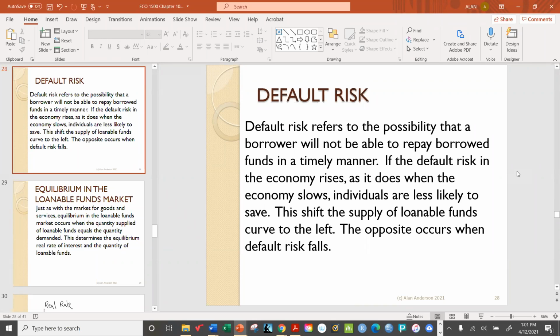But of course, if the opposite is happening, if the likelihood of repayment is growing, then we would expect people to save and lend more money. And the supply curve would shift to the right.